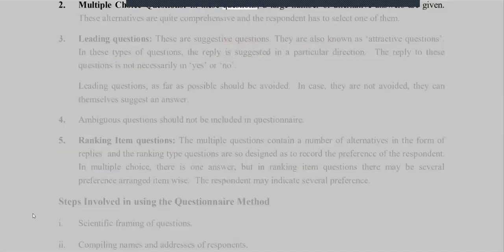2. Multiple choice questions. In these questions, a large number of alternative answers are given. These alternatives are quite comprehensive, and the respondent has to select one of them.